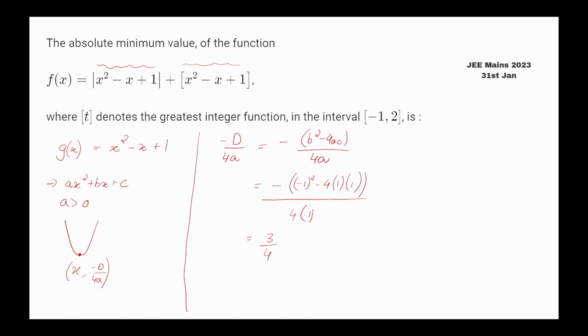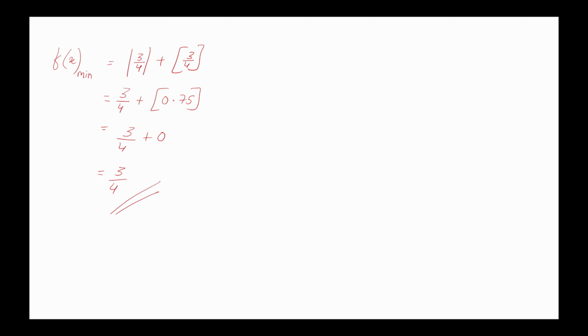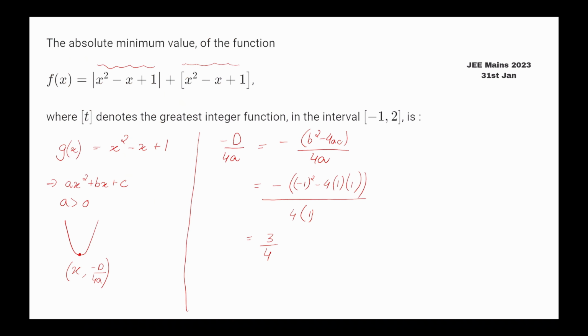So if this is the minimum value, that means I simply need to put 3 by 4 in this equation. So what will I get? F of x minimum would be equal to modulus of 3 by 4 plus greatest integer function of 3 by 4. So modulus of 3 by 4 is simply 3 by 4, and this can be written as 0.75. So what is the greatest integer function of 0.75? It is 0 only. So I get the minimum value of this entire function to be 3 by 4, and this is my answer. So I hope you must have understood this portion.